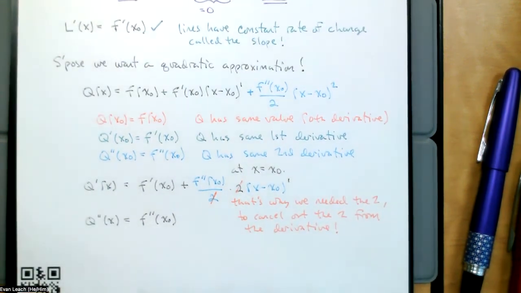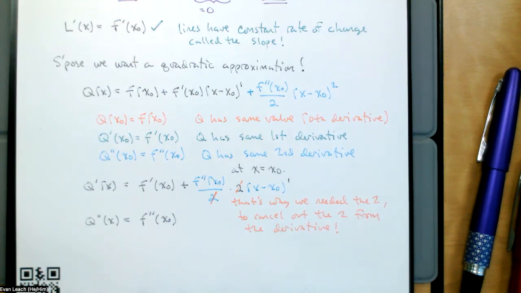So, answering the question from yesterday, that's why we need to divide the coefficient by 2 to cancel out the 2 that was going to show up when we're taking the derivative because of the conditions that we want. Now we have a quadratic function that matches the function in value, first derivative, and second derivative. Any questions? How's everybody okay?